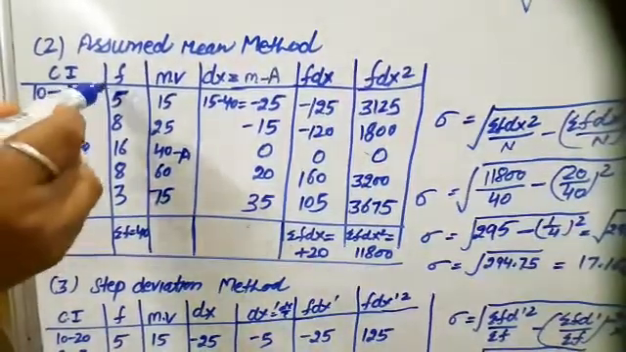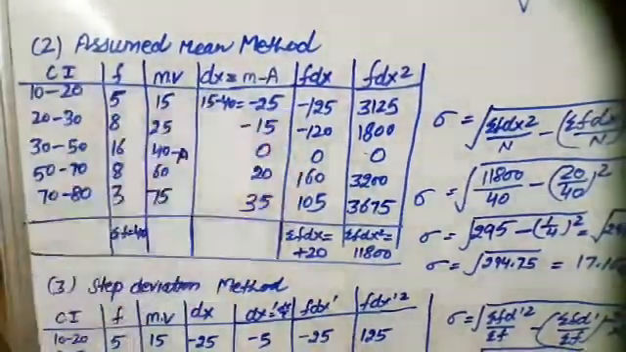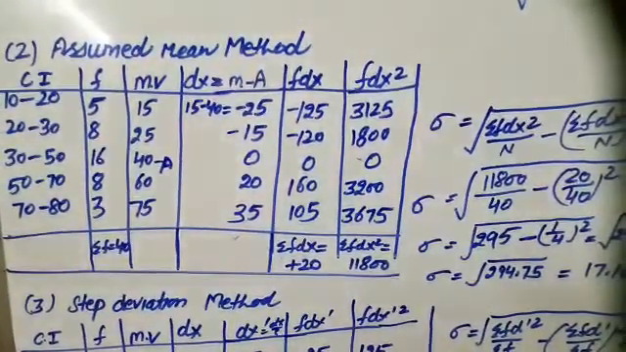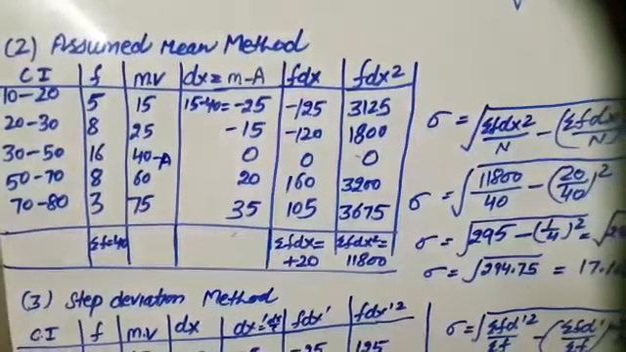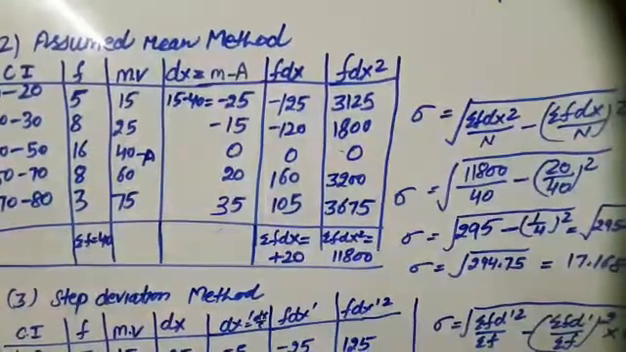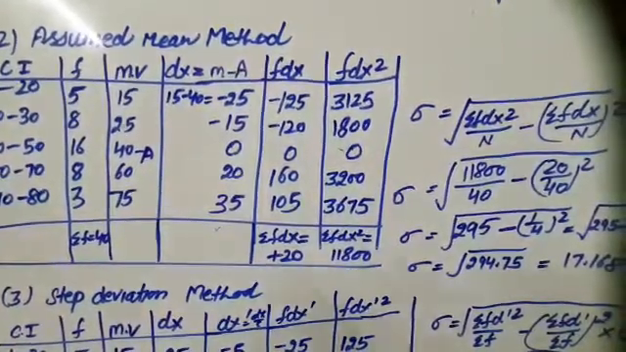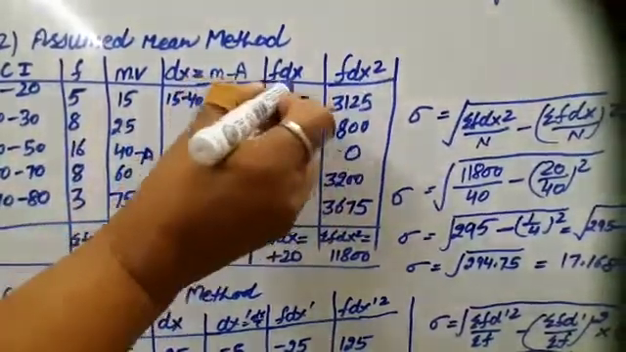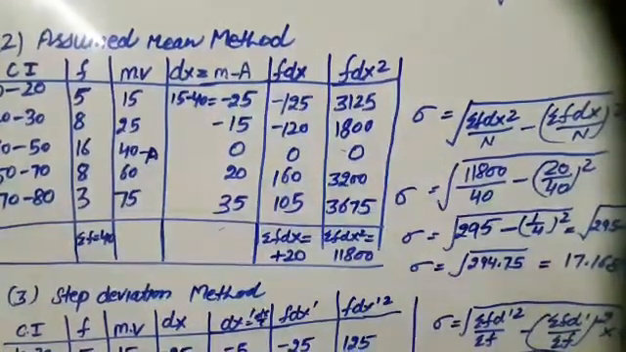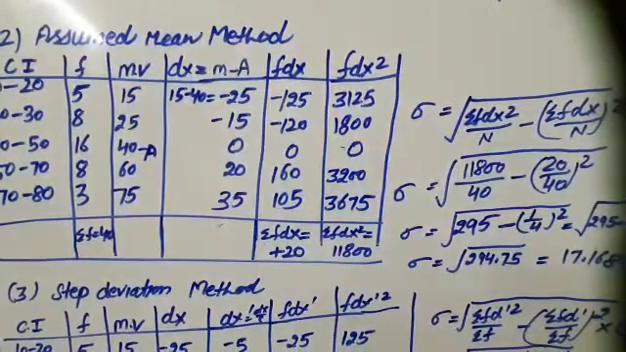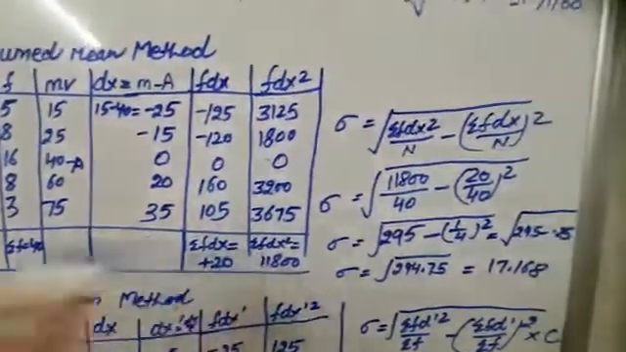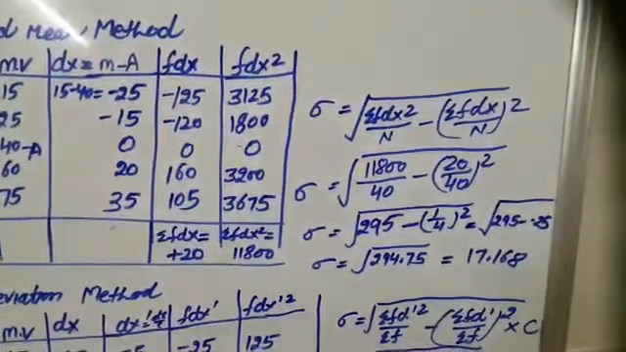Then f multiplied by dx, which is equal to minus 25 multiplied by 5 equal to minus 125, minus 120, 0, 160, 105. Sigma f dx is equal to 20. Then f dx square, that is f dx multiplied by dx, which is equal to 3125, 1800, 0, 3200, 3675. Sigma f dx square is equal to 11800.